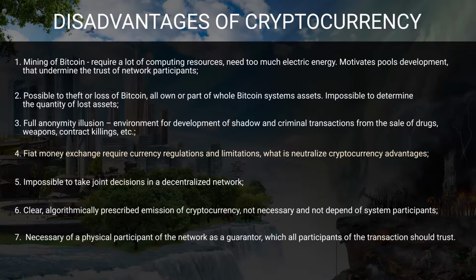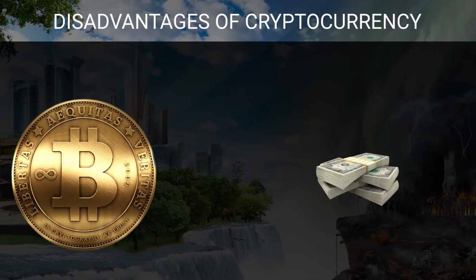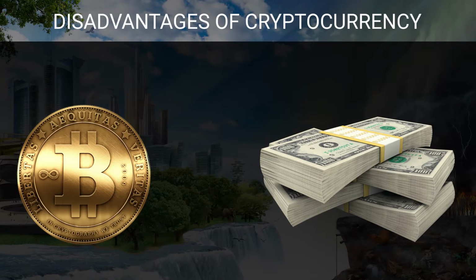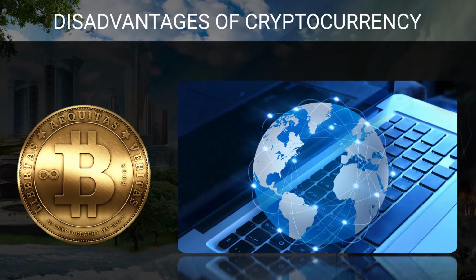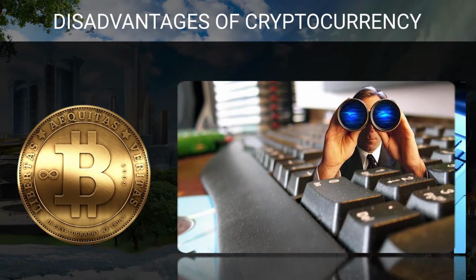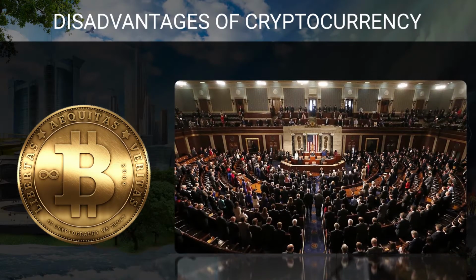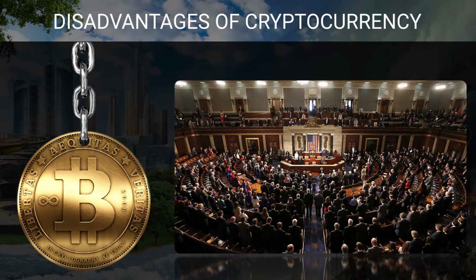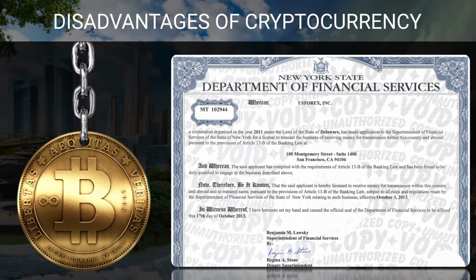The next disadvantage is that fiat money exchange requires currency regulations and limitations, which neutralizes cryptocurrency advantages. Initially, Bitcoin was conceived as an alternative to fiat money, and it should not be controlled by any government. It was so until the moment when governments declared Bitcoin a currency. As soon as Bitcoin received an official currency status on a governmental level, every Bitcoin transaction became an official financial transaction. Any financial activity should be licensed and strictly controlled.